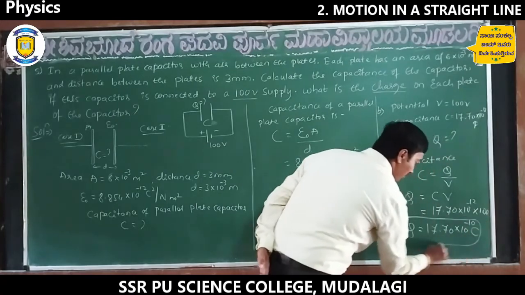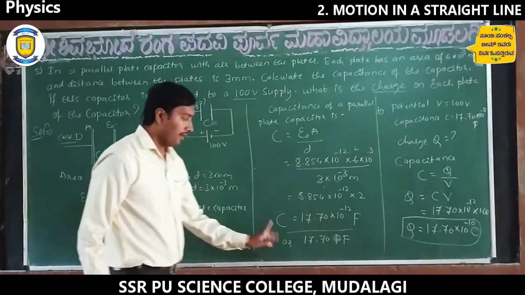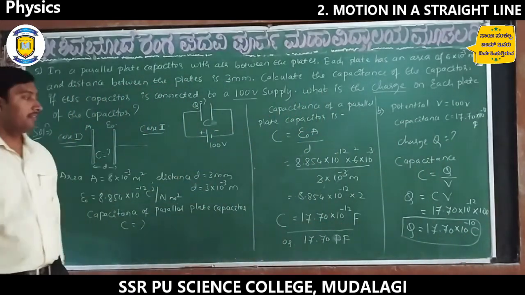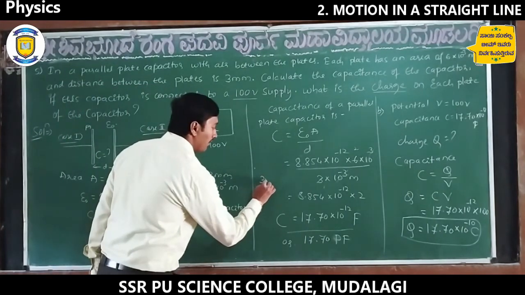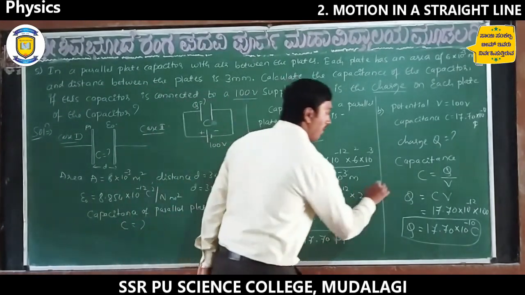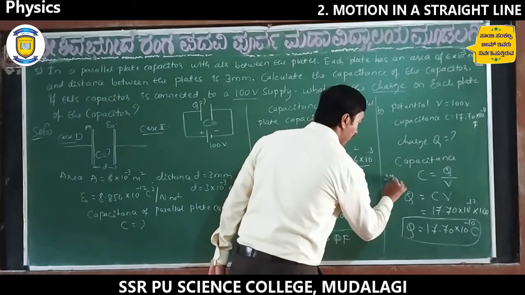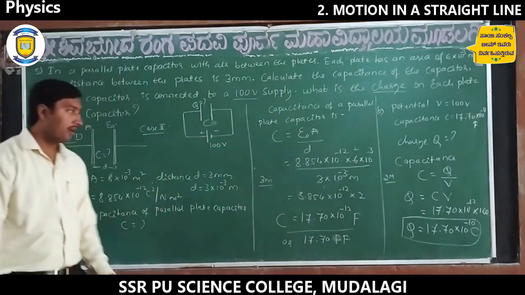So this is about the charge and the capacitance. This carries 5 marks: 3 marks for the capacitance and 2 marks for the charge. Okay, understood?